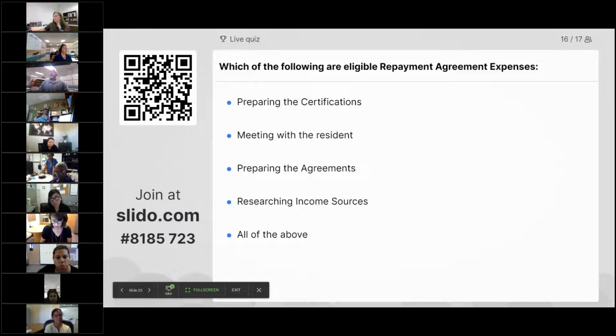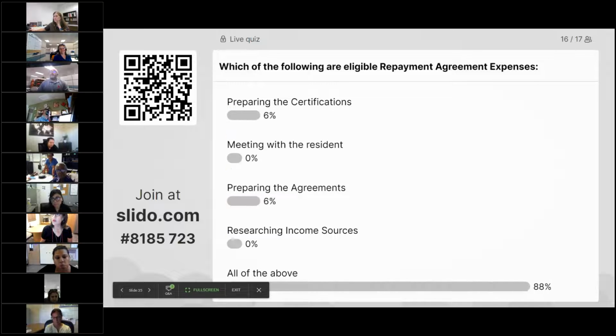Going once, twice, and sold. All of the above is correct. So anything regarding a repayment agreement, you can include as an expense.